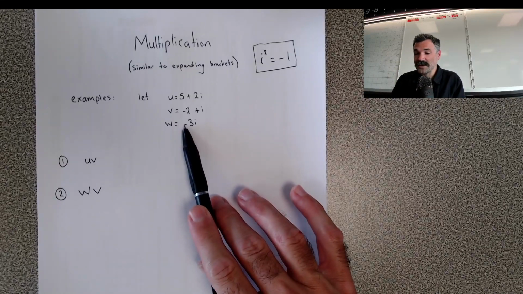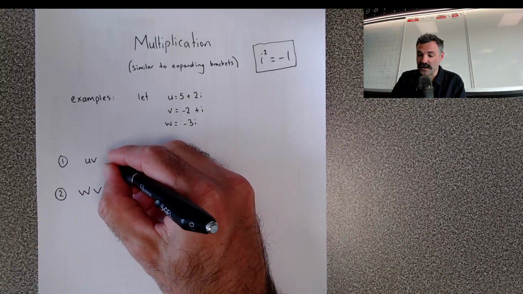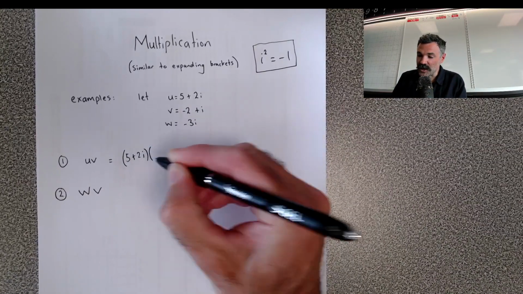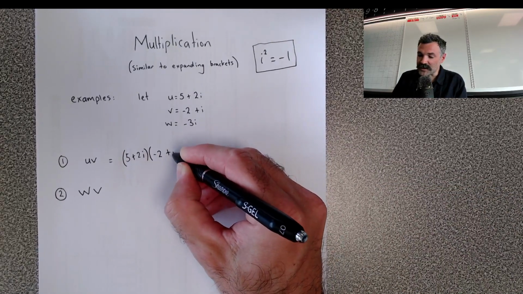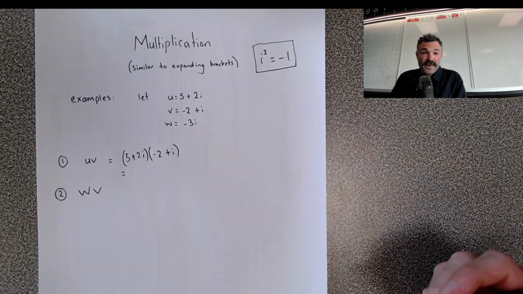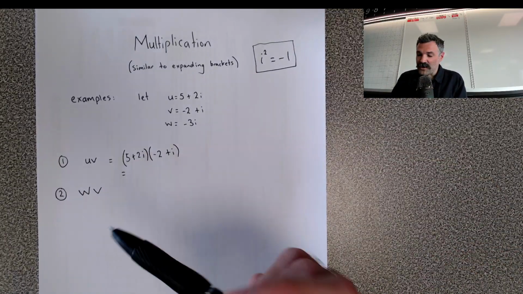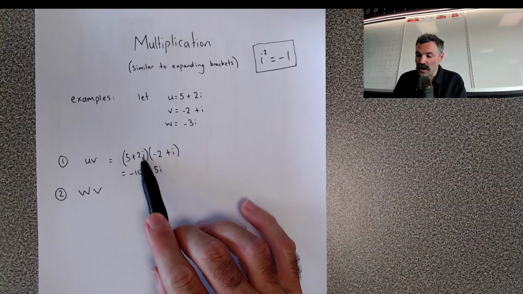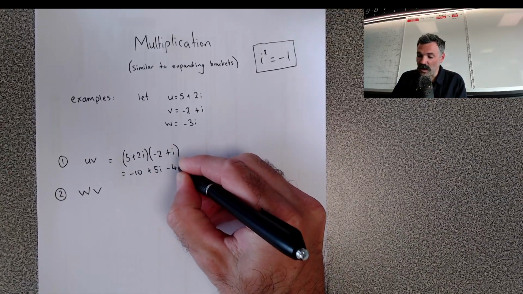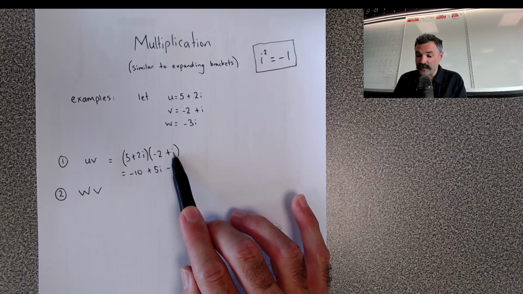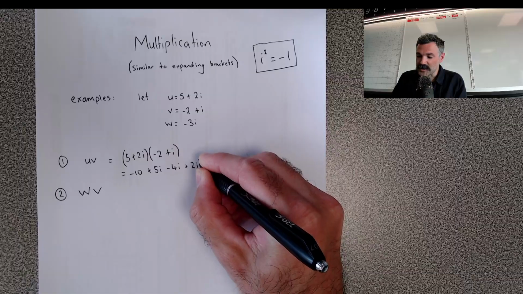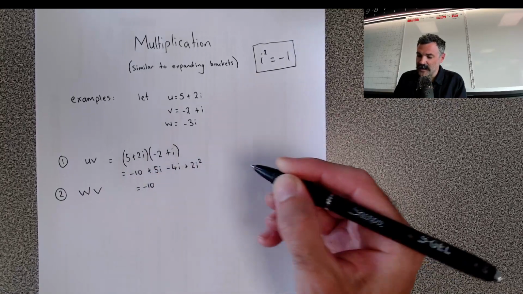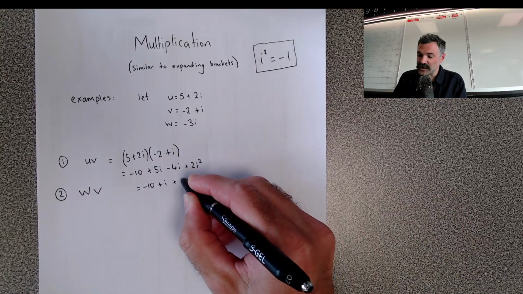So same u, v, w, let's look at how we could multiply them instead of add or subtract. uv, so u is 5 plus 2i. I'm going to put it in a bracket and times it by v, which is minus 2 plus i. Expanding this bracket, just like algebra, I multiply the front two things. I've got minus 10, 5 times i is, we're just going to call that 5i. 2i times by minus 2 is going to be minus 4i, and 2i times by i is going to be 2i squared. All right, so we can tidy this up a little bit. Minus 10 plus i plus 2i squared.